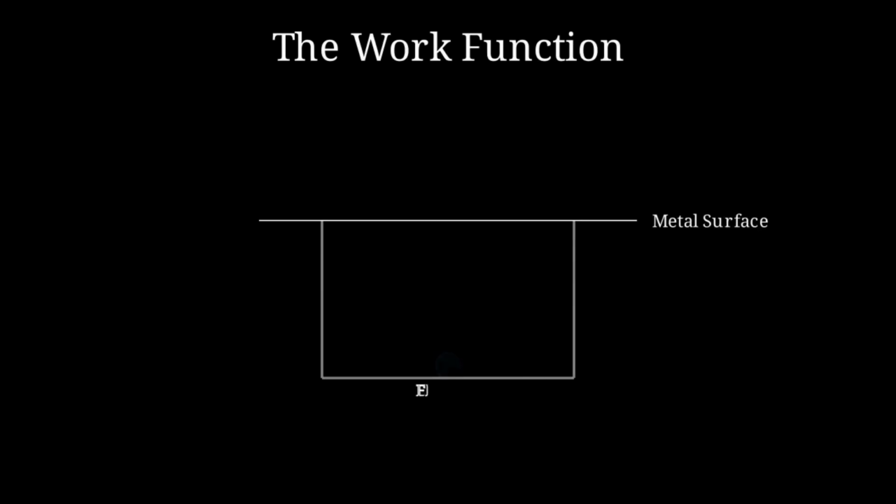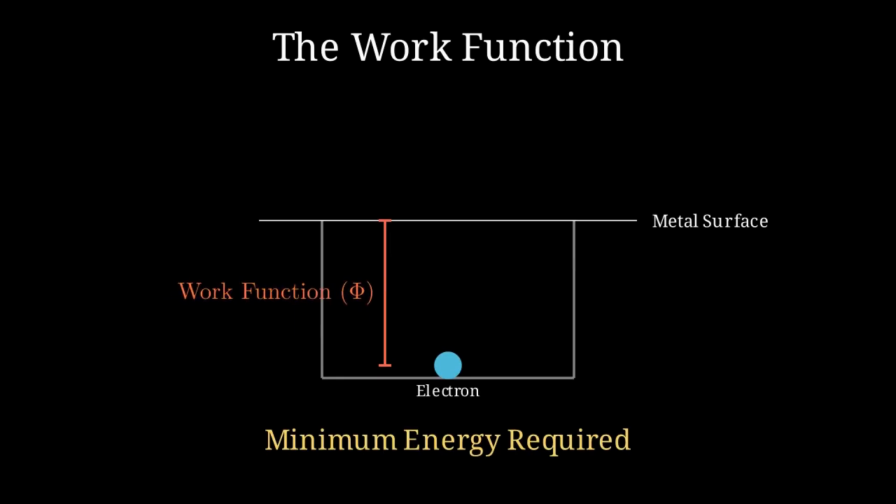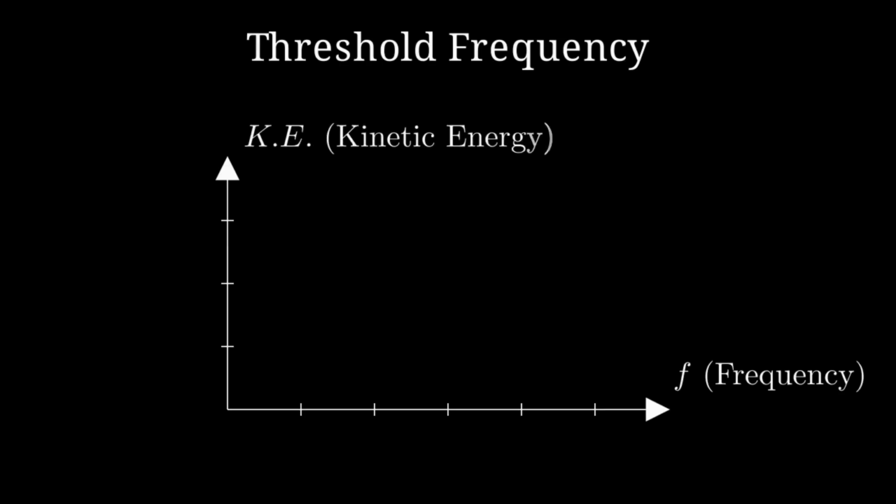To escape the metal, an electron must overcome a binding energy called the work function, denoted by the symbol phi. This is the minimum energy required to knock an electron loose from the surface. If the incoming light's frequency is below the threshold frequency, f0, no electrons will be emitted, no matter how bright the light is. The individual photons simply don't have enough energy to break the bonds.